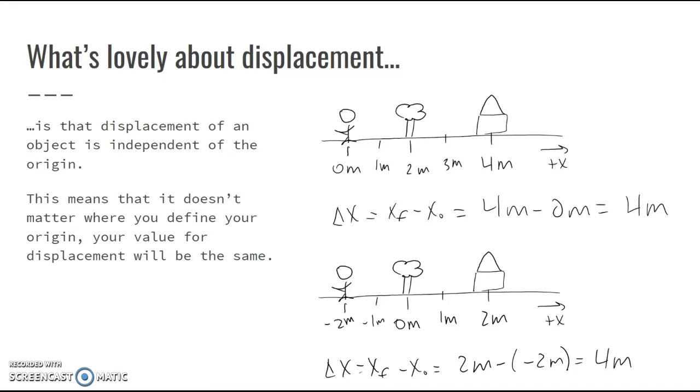Let's define our coordinate system differently. Let's suppose the tree is at our location of 0 meters. You're still 2 meters away from the tree, but now you're to the left of the tree. That's the negative direction, so you're at a location of negative 2 meters, whereas the house is to the right of the tree, the positive direction, so that's positive 2 meters now. The value of our positions have changed. But if we compute displacement, our final position minus our initial position, we've got the house at 2 meters minus our initial location, which is now negative 2 meters. So 2 minus negative 2 gives us positive 4 meters. Our displacement is the same in both.